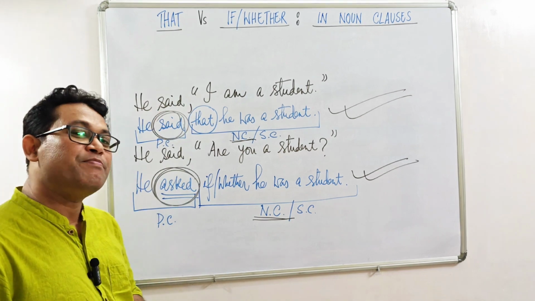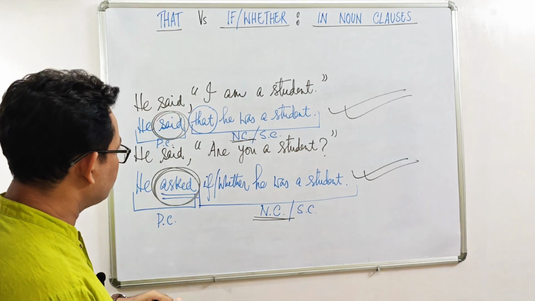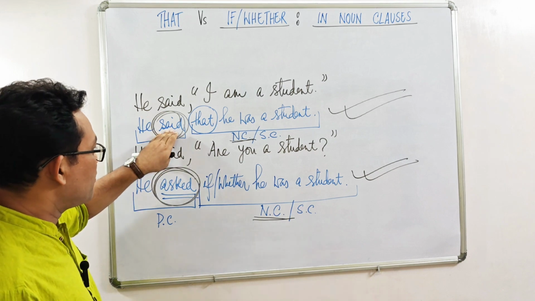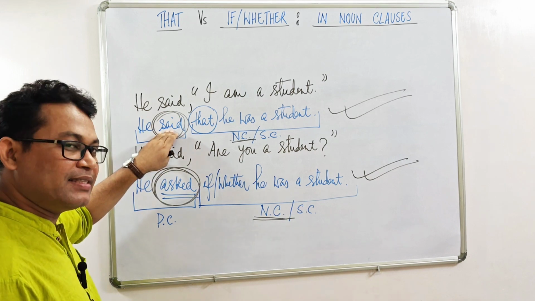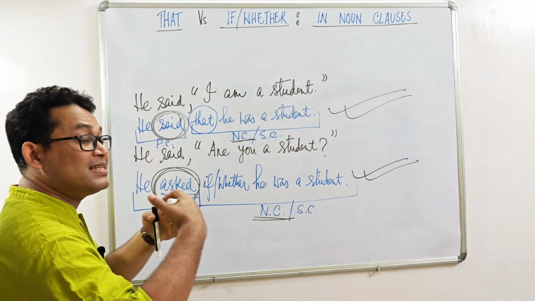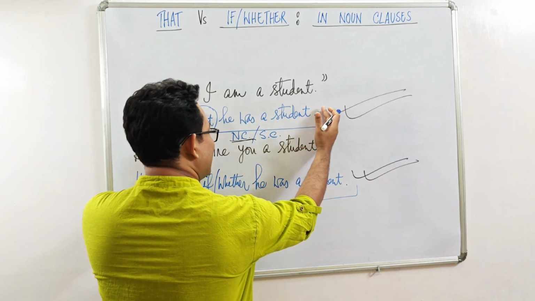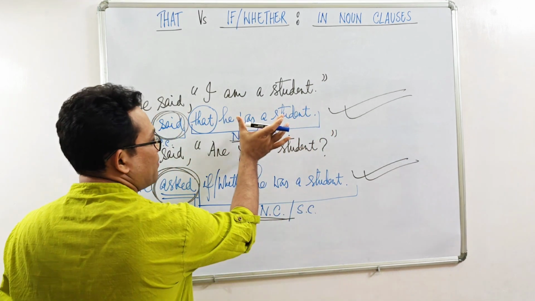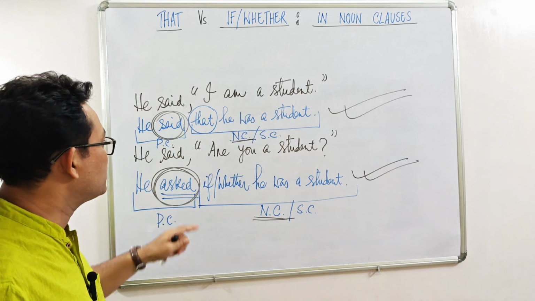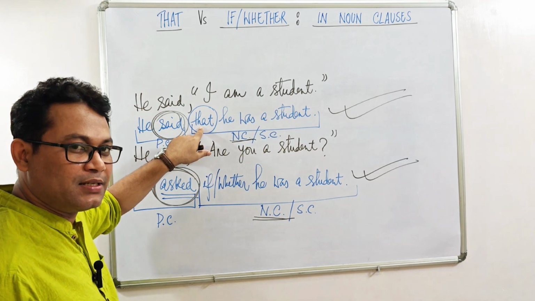How? Simply remember the rule now, that if the verb of the principal clause indicates that the speaker is certain or sure about the fact that is going to be described or mentioned in the subordinate clause or in the noun clause, then we have to use that.